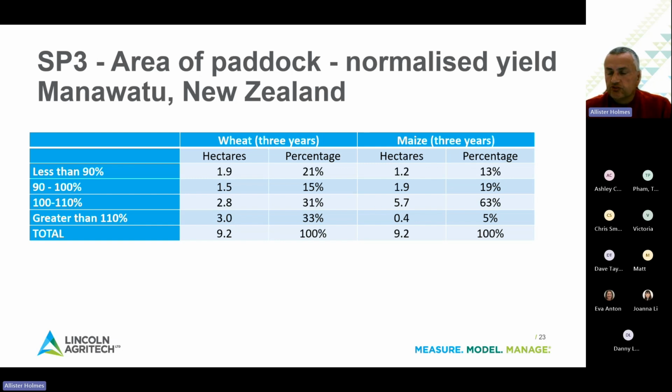And that's just interesting for a grower to know, that probably wheat does well in a wetter year because it's got more growth potential, and they wouldn't irrigate as much as if they were growing maize.